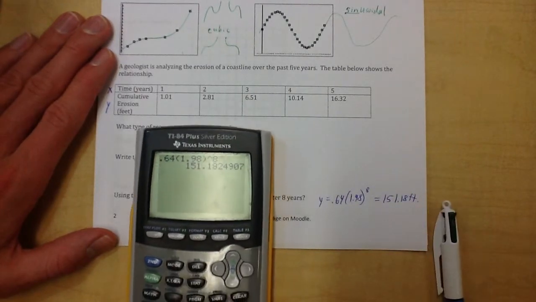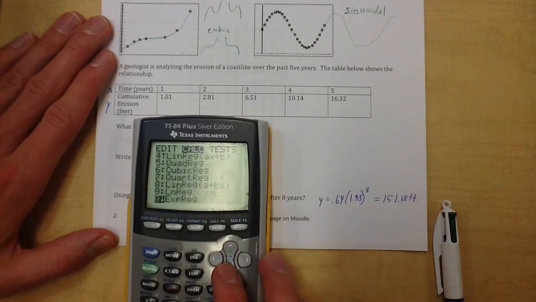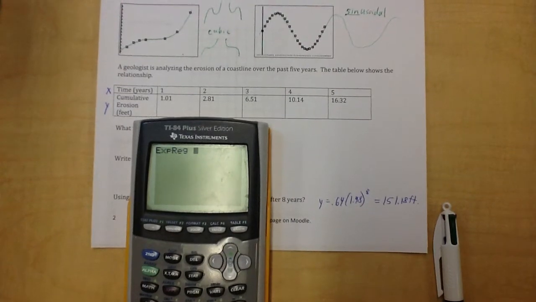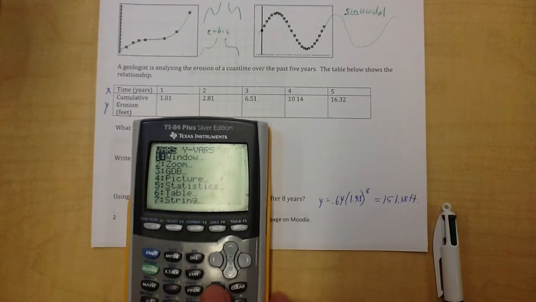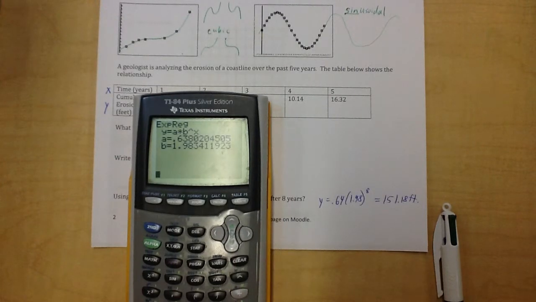Real quick, I want to show you something else. Calc. Exponential regression. What I'm about to do is show you, just to remind you, refresh your memory, on how to store this in the calculator as y1. So press vars, go to yvars and hit enter on function and enter on y1. And when you do that, that equation in all its decimal glory is saved under y1.